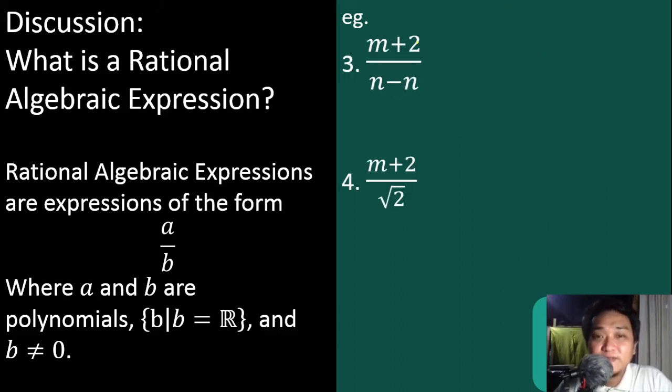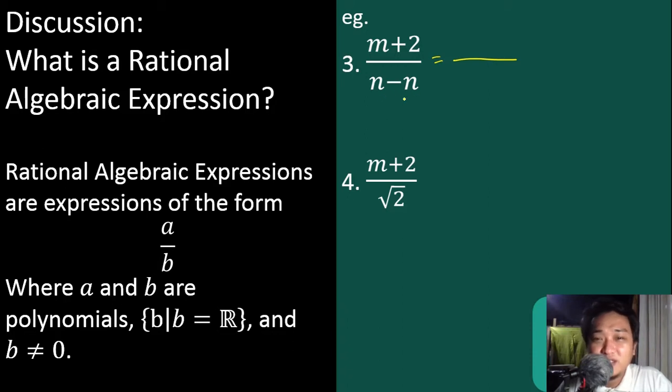Okay, how about this? m plus 2 over n minus n. Again, let us immediately investigate the denominator. Remember, a zero is not allowed in the denominator. Okay, so is this a rational algebraic expression in your opinion?